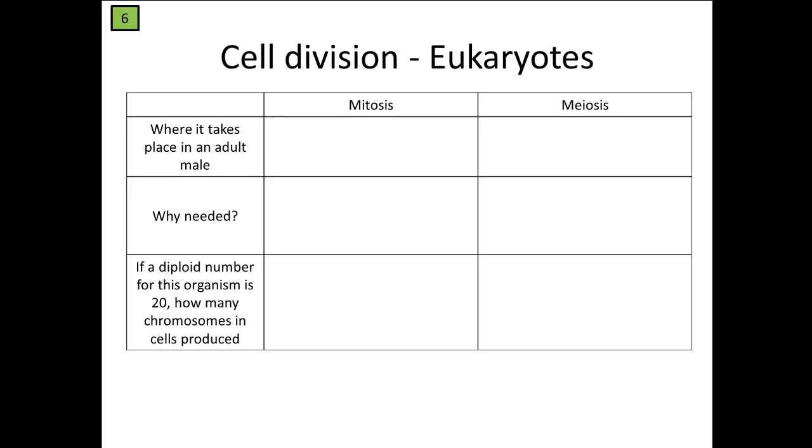Let's look at cell division. So we're on to cell division in eukaryotes. There's two types of cell division in eukaryotes: mitosis and meiosis. If it was prokaryotes, it'd just say binary fission here, and we'd have done with it.